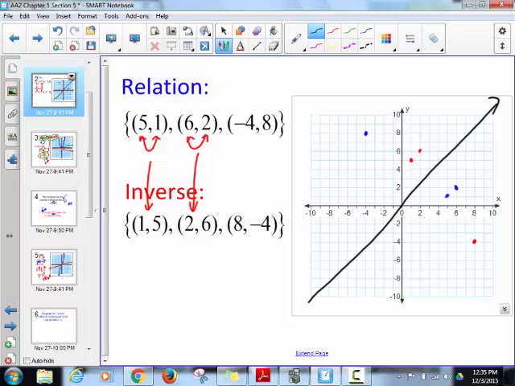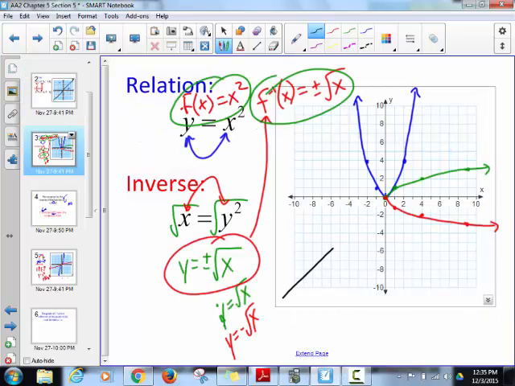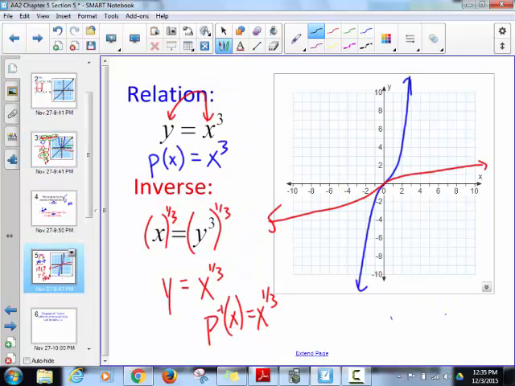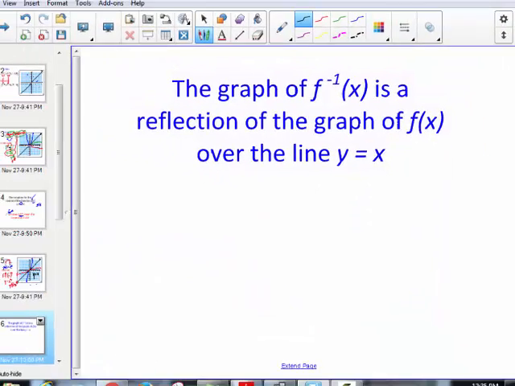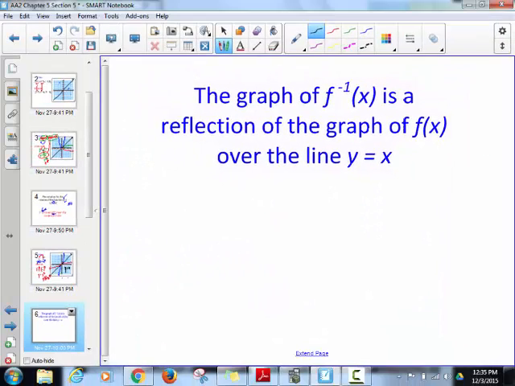There's like a mirror right there. Same thing right here. There's a mirror right there. Right? Same thing right here. There's a mirror right there. Well, what line is that? Remember, if it goes through (-1, -1), (-2, -2), (-3, -3), (1, 1), (2, 2), the y's and the x's are the same, so that's our y equals x equation. So the graph of the inverse is a reflection of the graph of our regular function over this line. So they're just a reflection over that line.